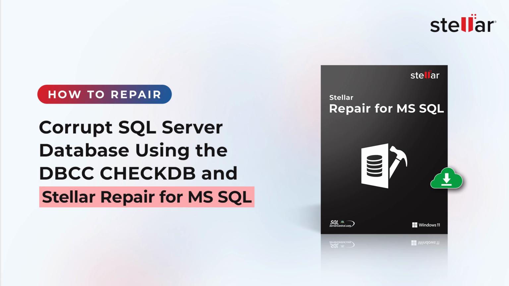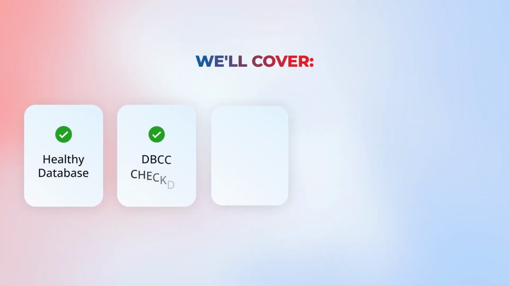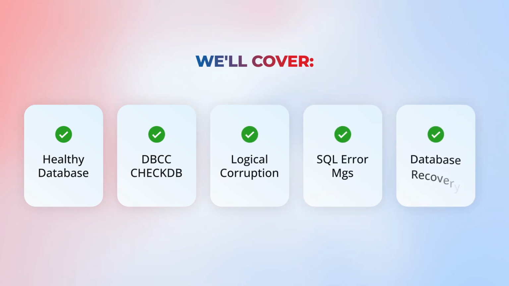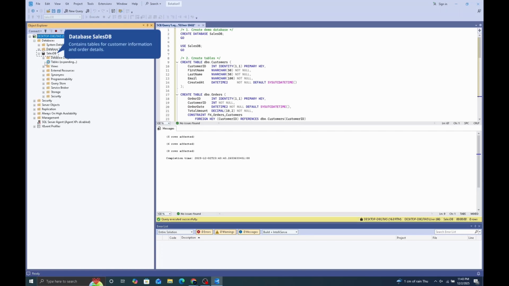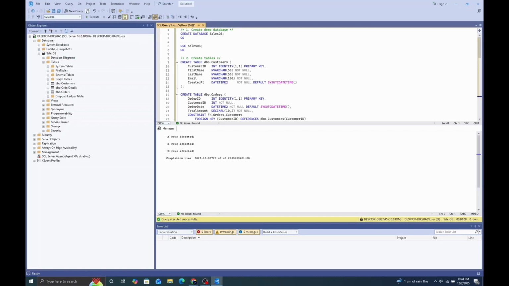In this video, I'll show you how to fix a corrupted Microsoft SQL Server database using two approaches: the native DBCC CHECKDB command and a dedicated repair tool called Stellar Repair for MS SQL. We'll start with a healthy database, introduce corruption, look at the error messages SQL Server returns, and then recover the data step by step. Here I have a database called SalesDB with some typical tables: customers, orders, and order details, and real data that an application depends on.